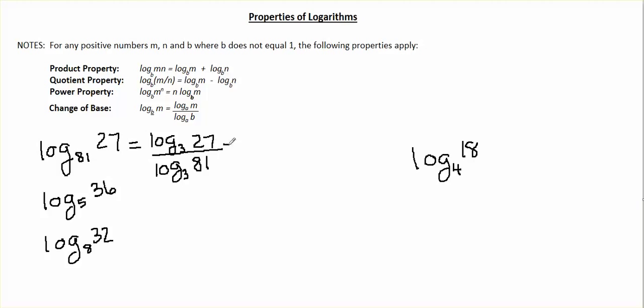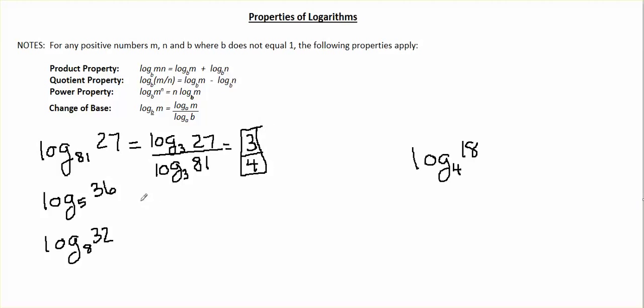And let's talk about this guy. What power do I raise 3 to get 27? I raise it to the third power. What power do I raise 3 to get 81? I raise it to the fourth power. So my answer is 3/4.